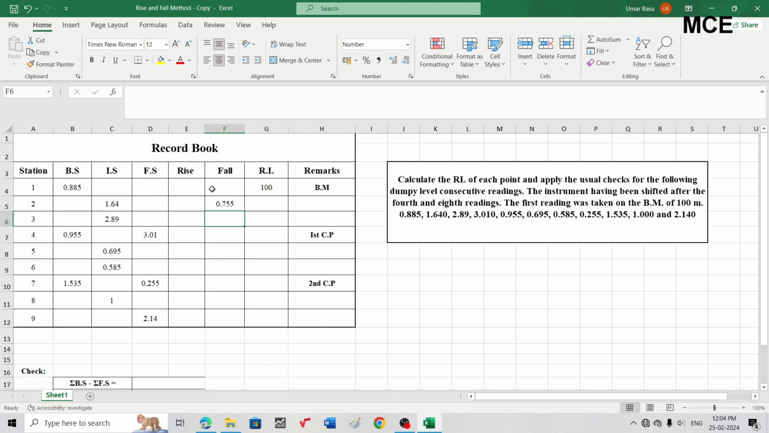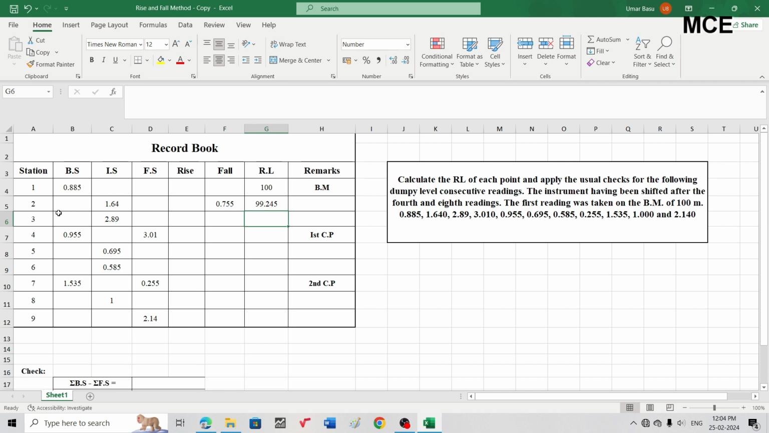The reduced level of station 2: because from station 1 to station 2 the ground level is falling and the fall is 0.755, you will subtract this fall from the reduced level of station 1 to get the reduced level of station 2. So select the reduced level column of station 2, write equal sign, and subtract from the reduced level of station 1 the fall of station 2, that is from 100 you will subtract the fall which is 0.755 and you will get the reduced level for station 2.